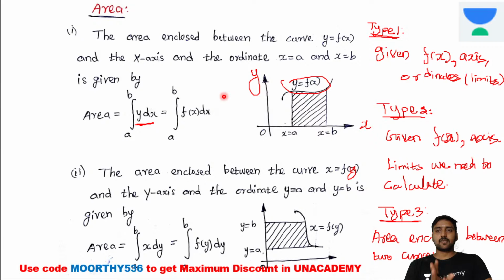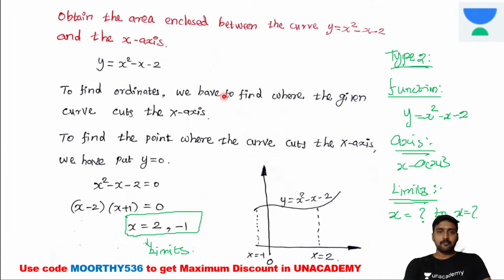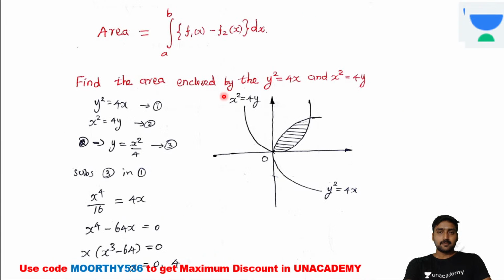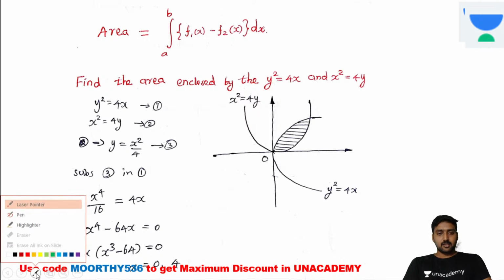First type, once again I will review. First type, second type we have discussed. Now we are moving to the third type, area enclosed in between the two curves. Coming to the third type, this is the formula for the area enclosed in between the two curves. Here there are two parabolas they are giving. It's a two parabola condition.